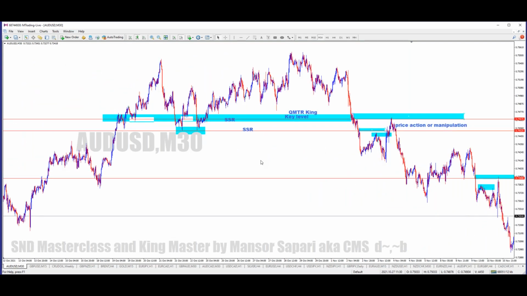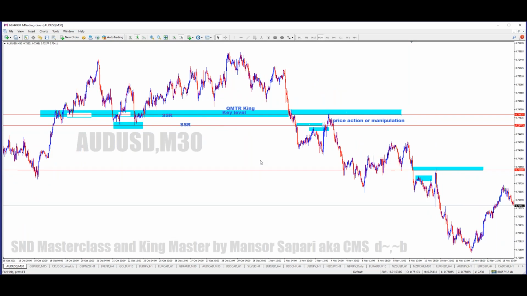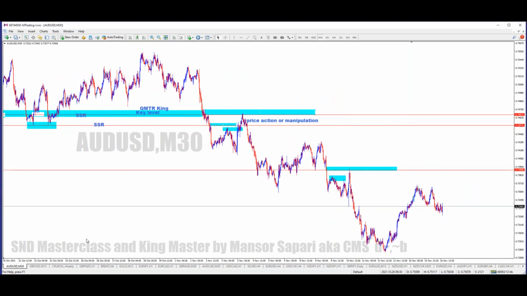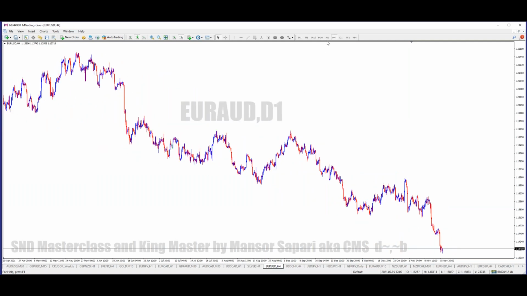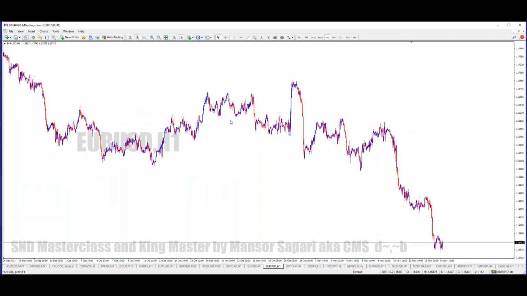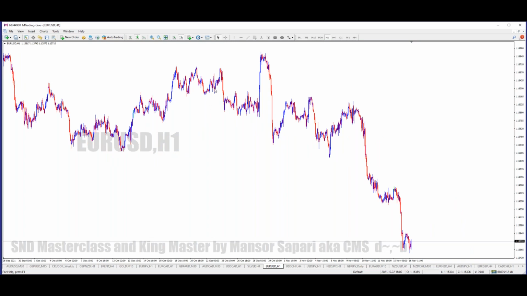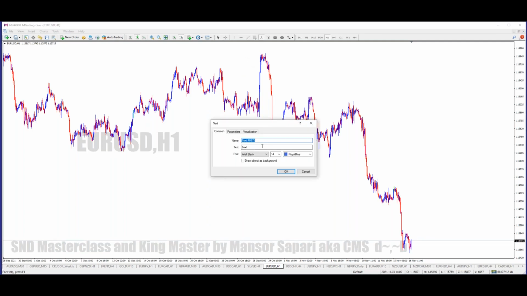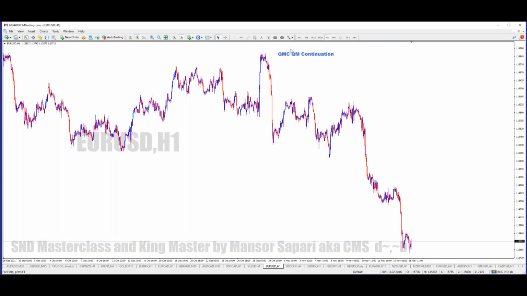So we already learned QMTR, we already learned about SSR, the QM. And then I want to show you one example, a continuation QM. What does it mean by continuation QM? Just now we learned that QM is a reversal, right? Price going up, going up, going up, and then it goes down. Now, continuation is taught by Kak Nora. This is a very, very powerful setup, QMC, which is what we call QM continuation.